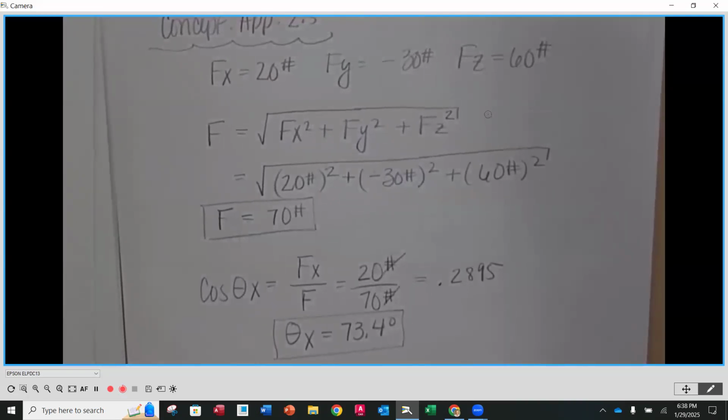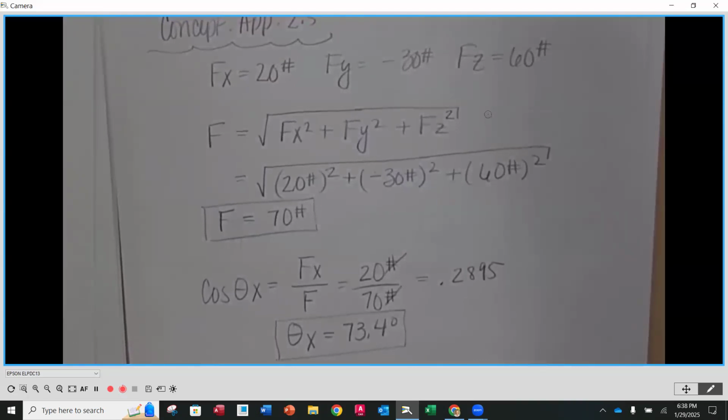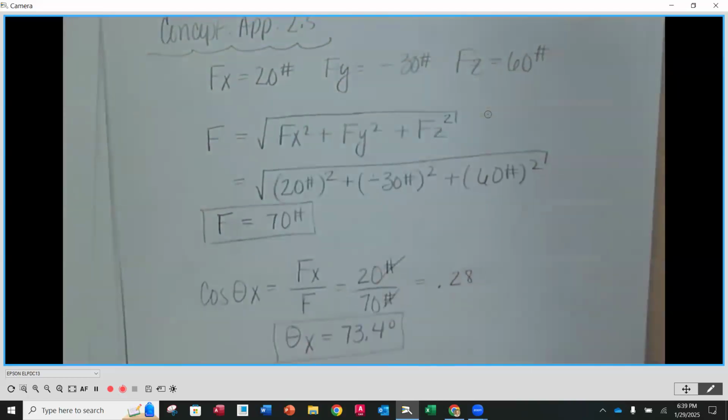Then we're going to do the same thing. Cosine theta y, because again, it's coming off of the y-axis, so it's the side adjacent. Did you get the same number? 0.2857. Is that what you got? Oh, I did too. I must have written that wrong.